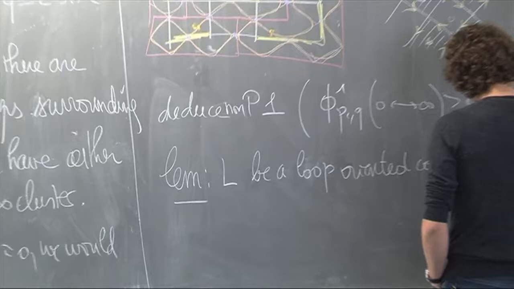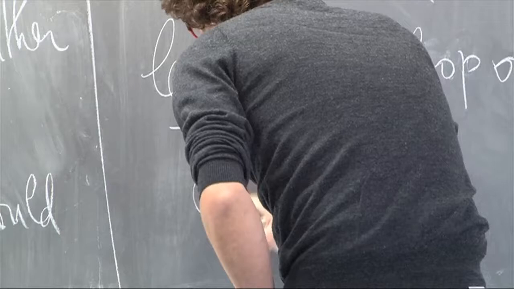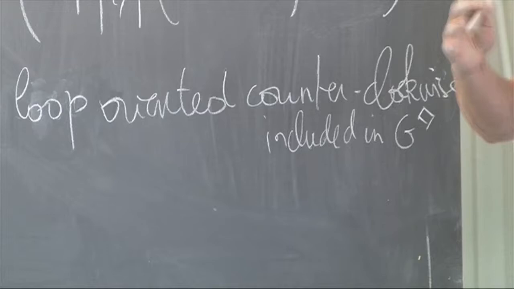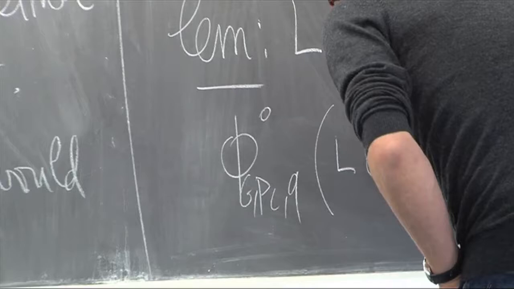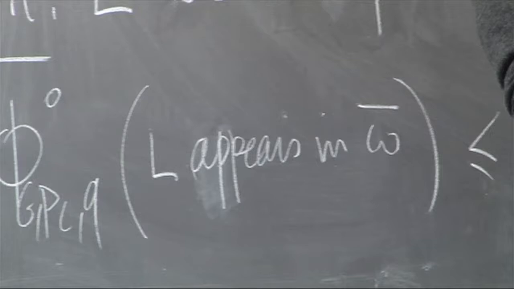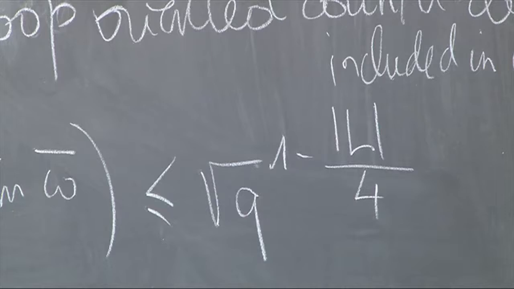I take a loop oriented counterclockwise. Then the probability at PC Q G on a graph G, and I'm going to take L included in G, in G diamonds. So I take, of course, a graph which is large enough that I have a loop in it. Then the probability that L appears in omega bar, I'm going to prove that this is smaller than square root Q to the 1 minus the length of my loop divided by 4. That's going to be my lemma. So the longer the loop, the smaller the probability that it occurs in the configuration omega bar.